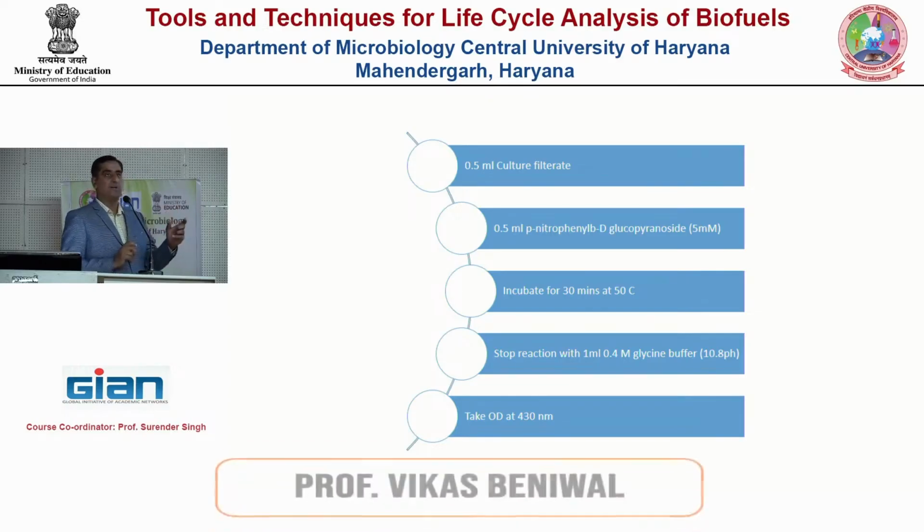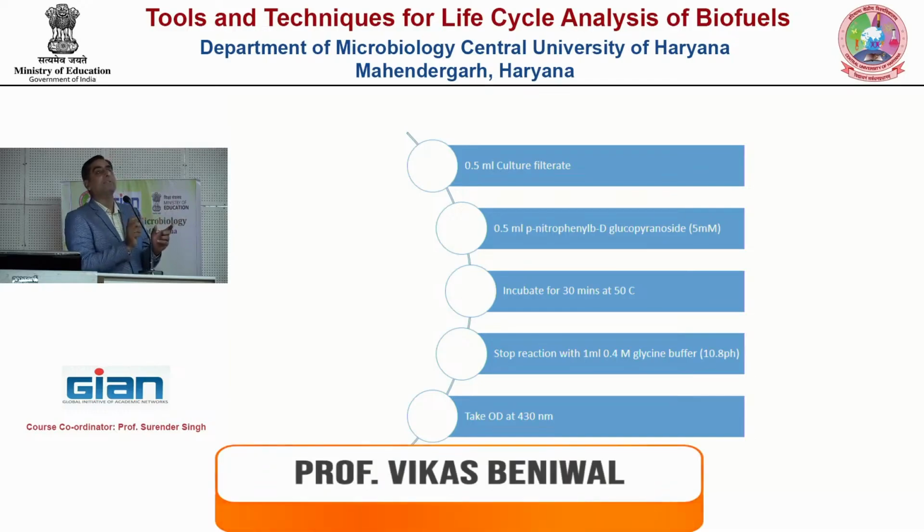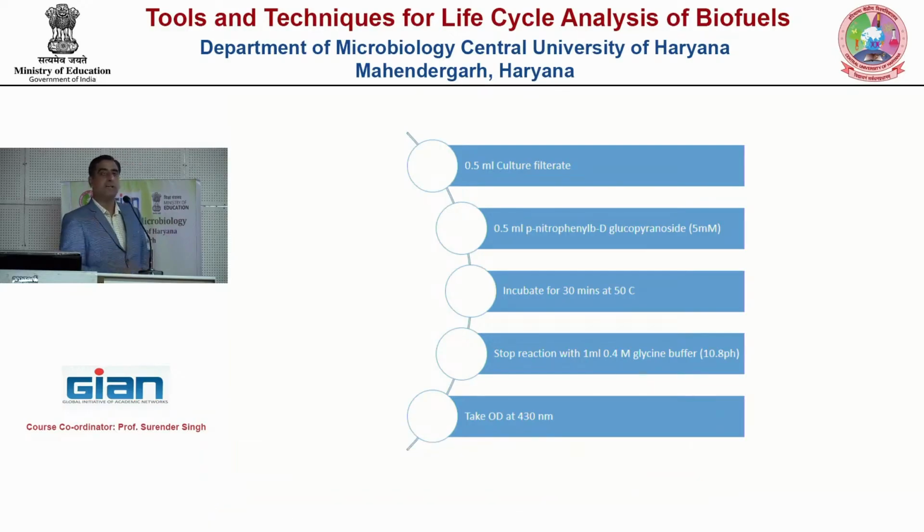So rather than a sugar, the second member is a phenyl group. Once the beta 1,4-glycosidic linkage is cleaved, the phenyl group is released and used for the production of color, which is used for estimation of enzyme activity. Now the procedure starts with 0.5 ml culture filtrate, and we add an equal amount, 0.5 ml, of 5 millimolar substrate, then incubate for 30 minutes at 50 degrees centigrade. Finally we stop the reaction by adding 1 ml of 0.4 M glycine buffer with pH 10.8.